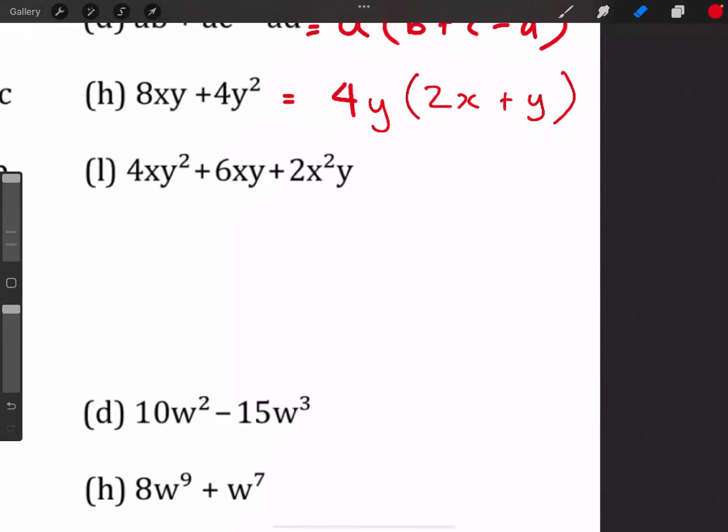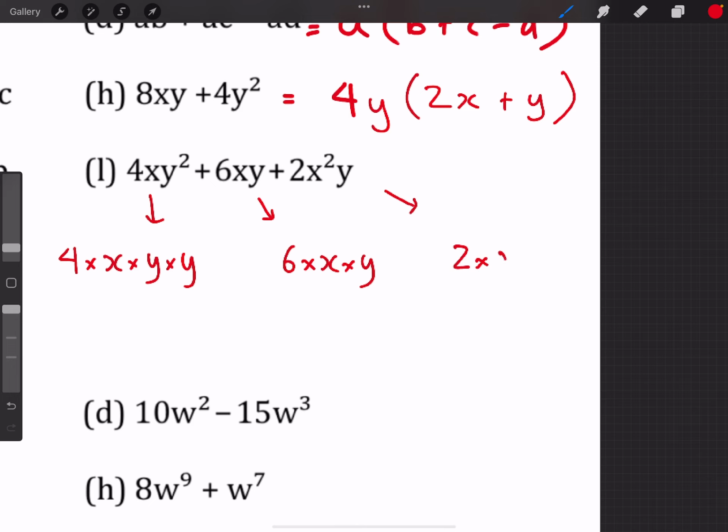Question L. Maybe I should just write this out. So this will be 4 times x times y times y. This is 6 times x times y. And this is 2 times x times y. What is the highest common factor? Well, let's look at the numbers. 4, 6, and 2. The highest common factor for that is just 2. So this is called the HCF, the highest common factor, and that's just 2.